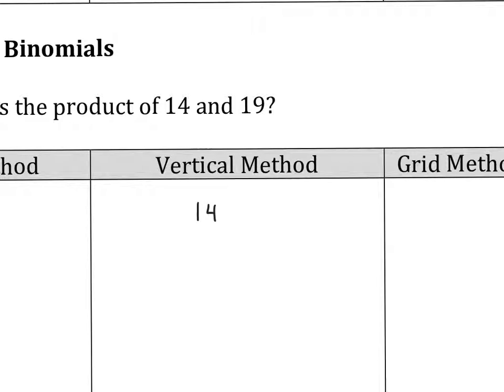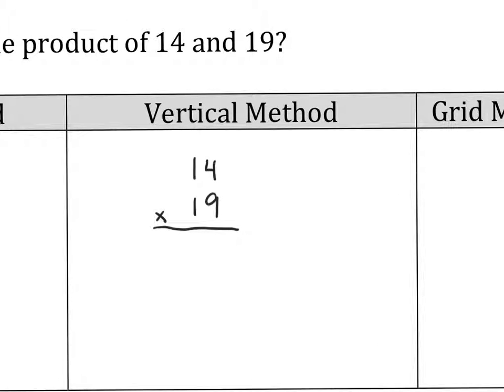I have 14 times 19. We draw my line, and I put my operation outside there. Now, we do use the distributive property. So remember, the 9 has to multiply that 4. So that 9 multiplies that 4 to get a 36. And then we carry the 3 there. And now the 9 multiplies the 1 to be 9, and we add the 3 to get a 12. So I have 126 there.